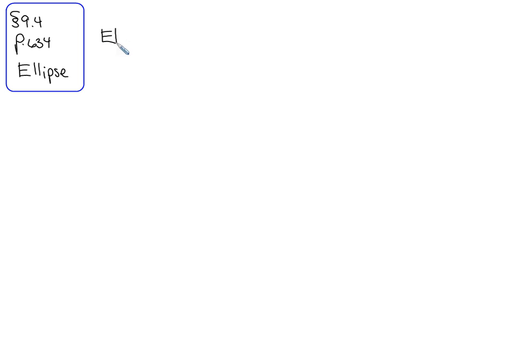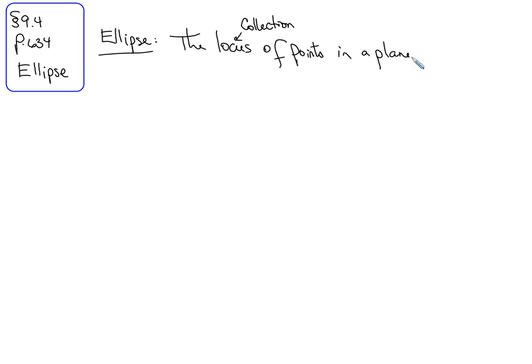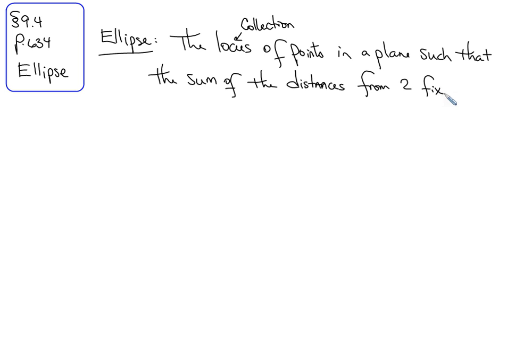The definition of an ellipse is the locus of points. And what does locus mean? Good. Of points in a plane such that the sum of the distances from two fixed points to any point on the locus is a constant.